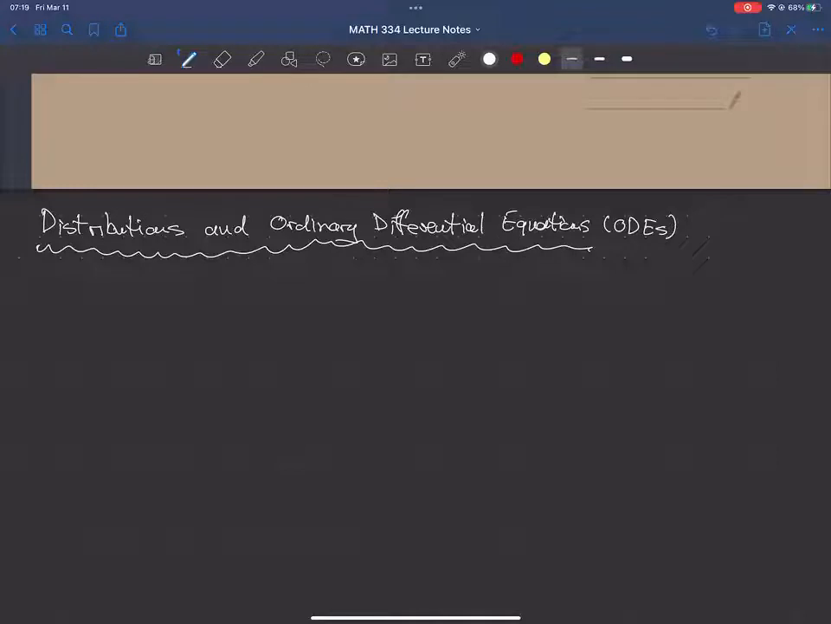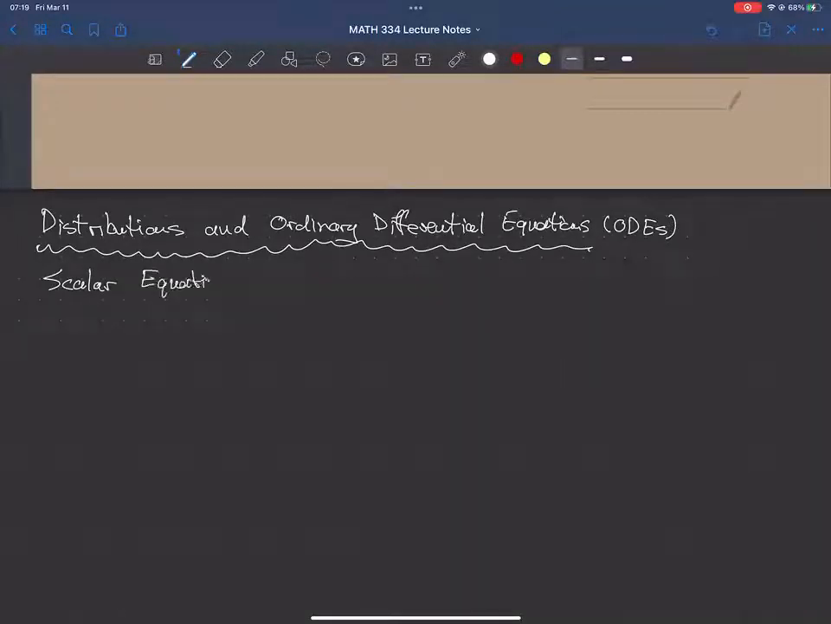And I should say that most of the machinery for using distributions for differential equations is connected to linear differential equations. So we're going to be looking at linear, constant coefficient, ordinary differential equations, the most simple class of ordinary differential equations. So first let's look at scalar equations.